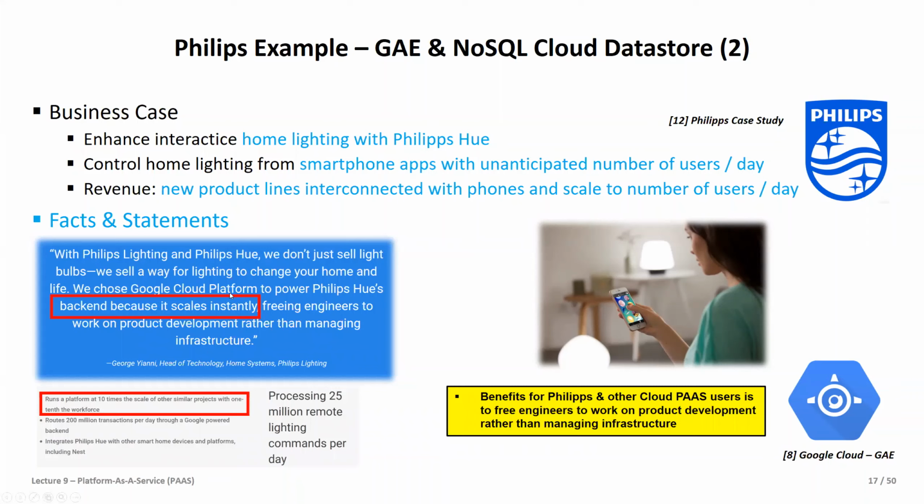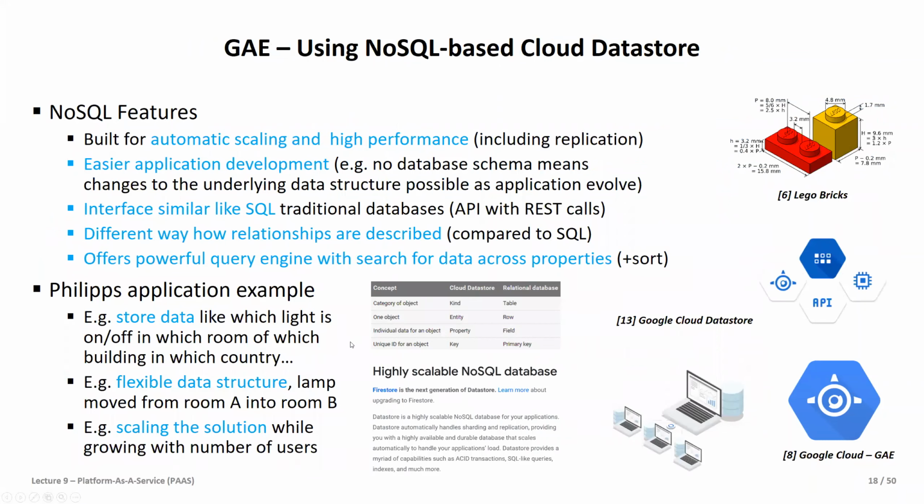And when you want an infrastructure that copes with all of that in a very smart and efficient way, you need something with really powerful cloud computing at the back. And we see here, it's 10 times the scale of another similar project with one tenth of the workforce, processing 25 million remote lighting commands per day. I think this sheds a little light on what you otherwise would have to do in your own organization, meaning Philips. And Philips is not the expert in cloud computing. They do customer services, customer products.